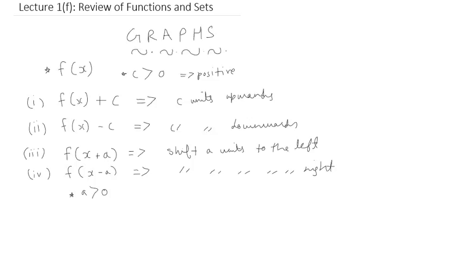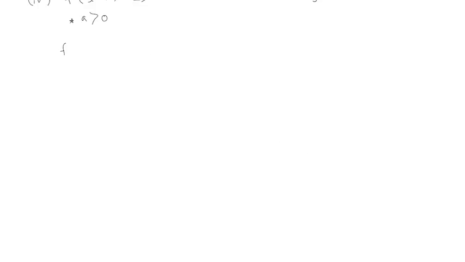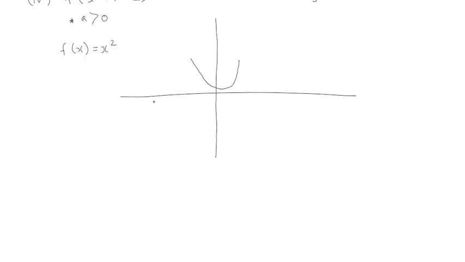Let's do an example now. Suppose we have a function f of x equals x squared. If we were to plot this, we'd probably get something similar to this. A bell curve, that's what it's known as.